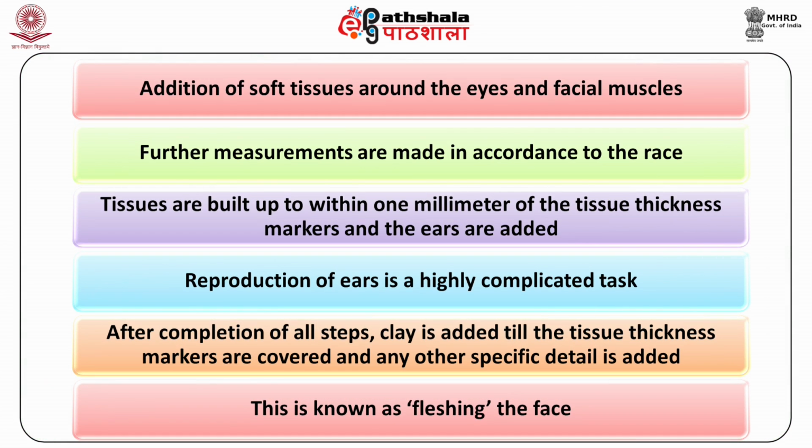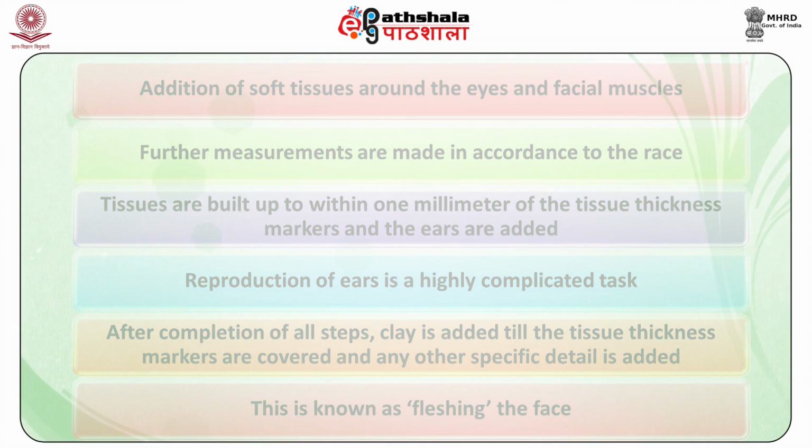Next step is the addition of soft tissue around the eyes and facial muscle. During this stage, further measurements are made according to the race. After this, tissues are built up to within 1 mm of the tissue thickness markers and the ears are added. Reproduction of ears is a highly complicated task. After completion of all these steps, clay is added till the tissue thickness markers are covered and any other specific detail is added. This is referred to as fleshing the face.